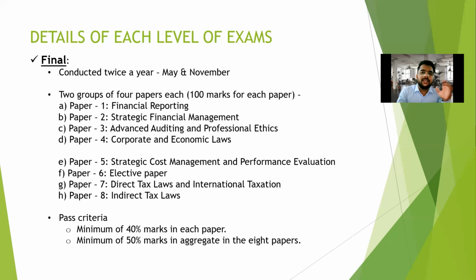Now, the main part, the CA final examination. Again, it happens twice in a year, and you have two groups of four papers each. Like you can see, the subject almost remains the same. At a high level, it's all financial reporting, more like accountancy, I would say, and auditing, law. You have got some theory papers, and then you have got taxation. So those are the key areas that you cover in all the levels of the examination.